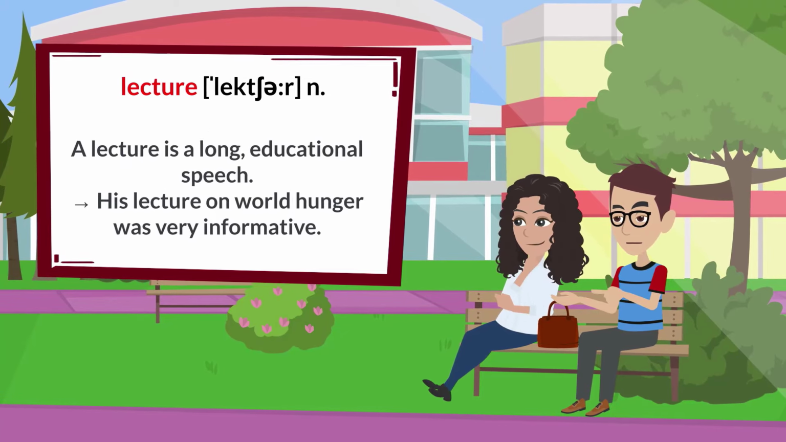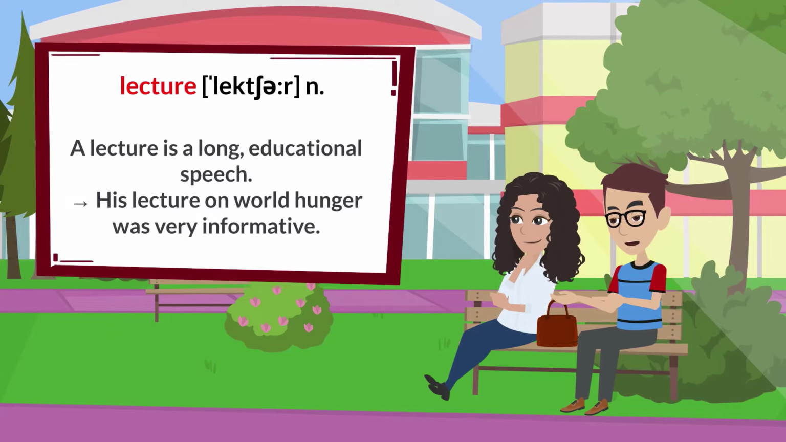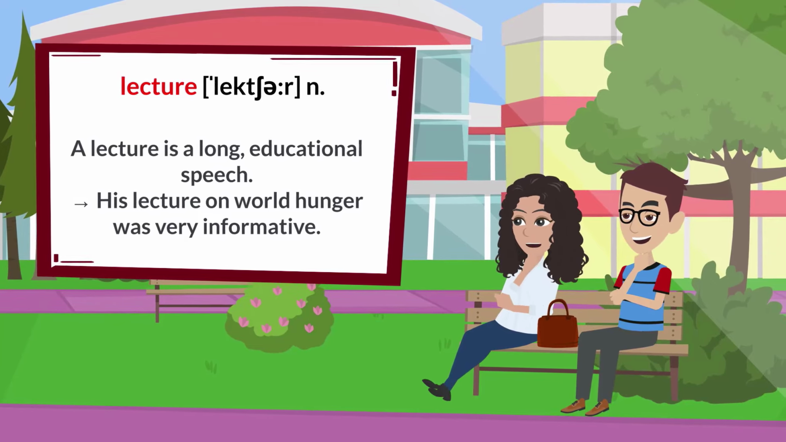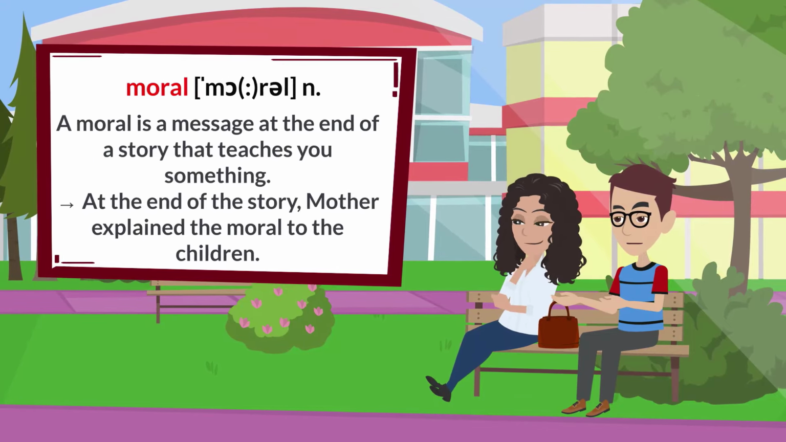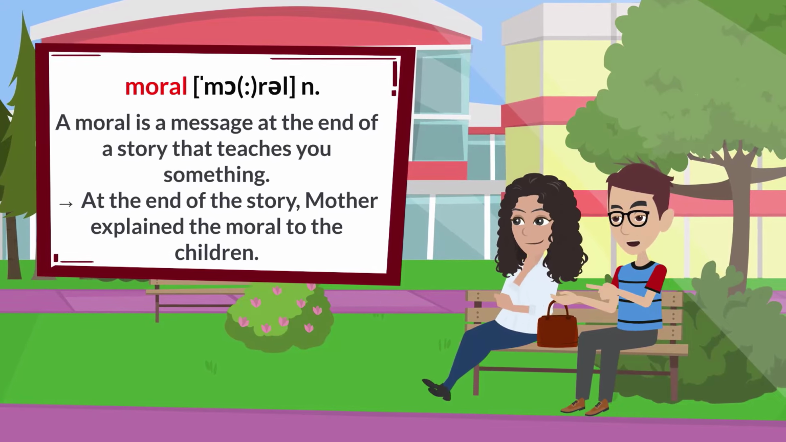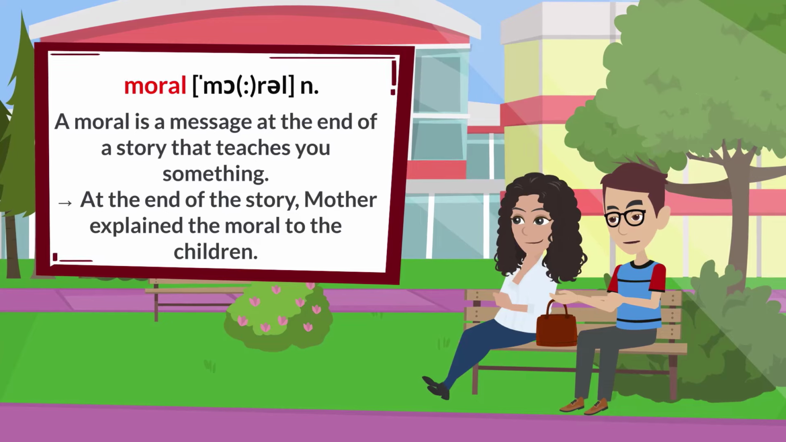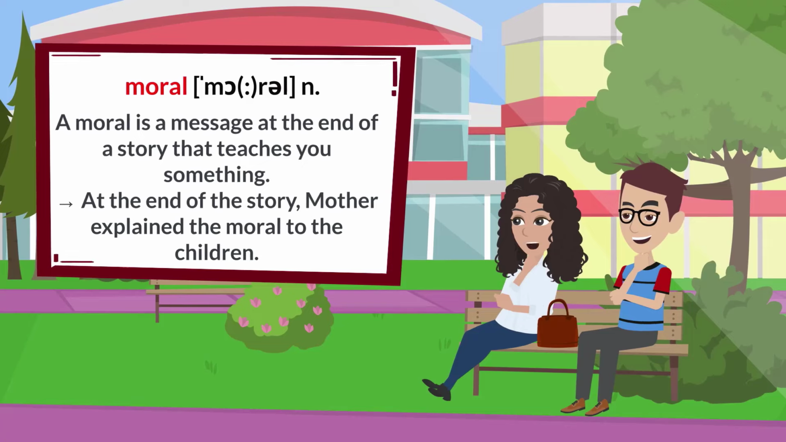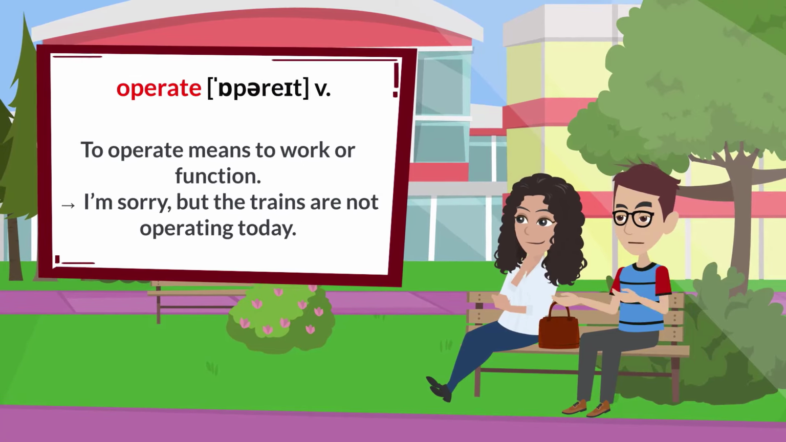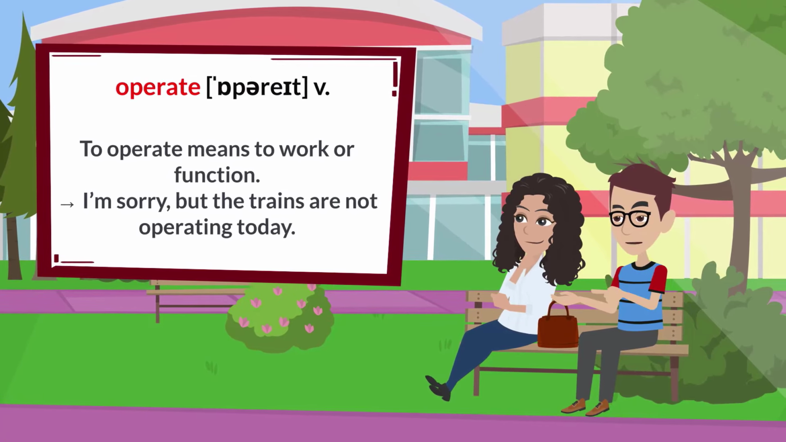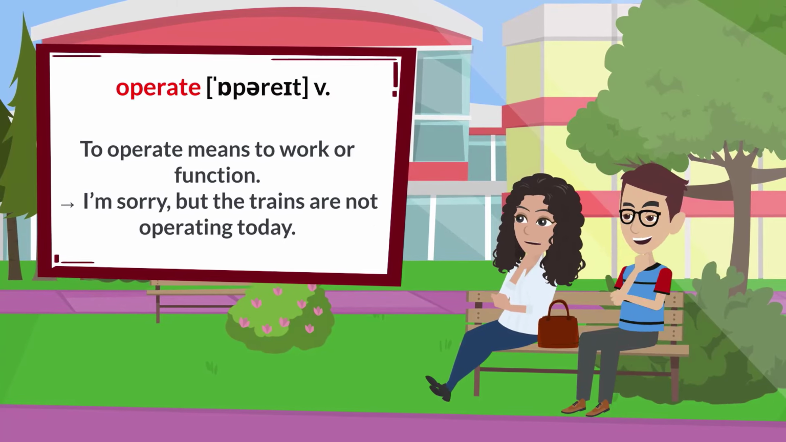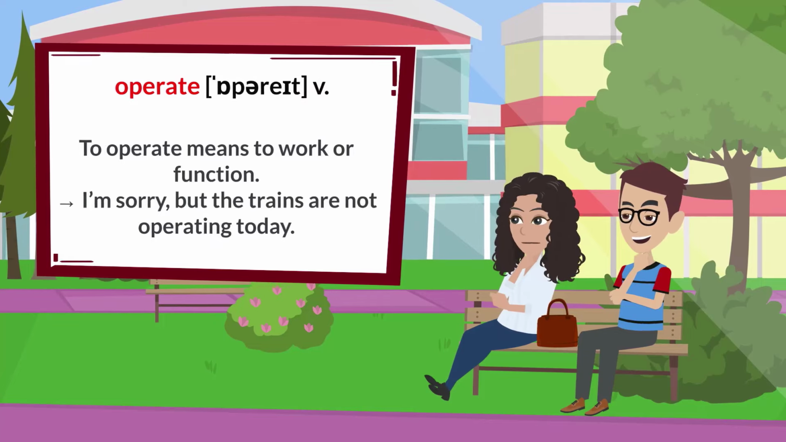Lecture. A lecture is a long educational speech. His lecture on world hunger was very informative. Moral. A moral is a message at the end of a story that teaches you something. At the end of the story, Mother explained the moral to the children. Operate. To operate means to work or function. I'm sorry, but the trains are not operating today.